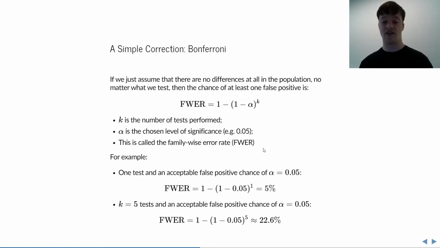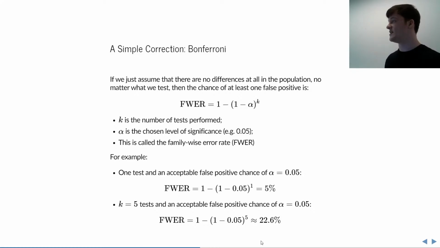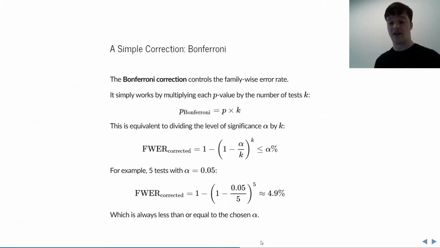So if we just plug in the number, one test, then we see that indeed there's a 5% chance of false positive. But let's say that you're doing 5 tests, then the chance of false positive is actually already greater than 1 in 5. It's 22.6%. So that's all there is to it. You can change alpha, you can change k, you can see how it affects the chance of a false positive. But we're going to have to do something to make sure that it is no bigger than the alpha level that we want. Now, this can be done very easily.